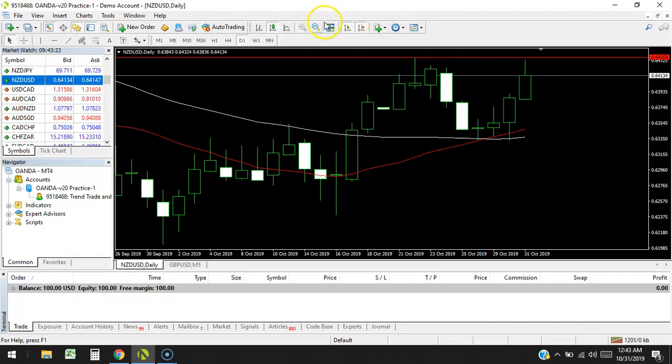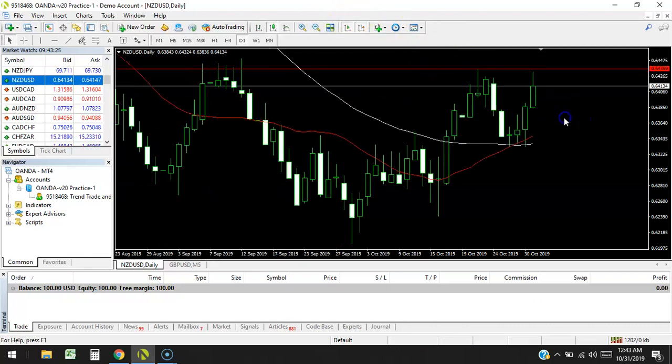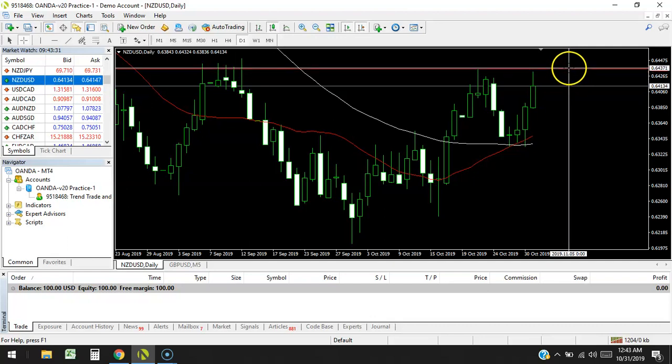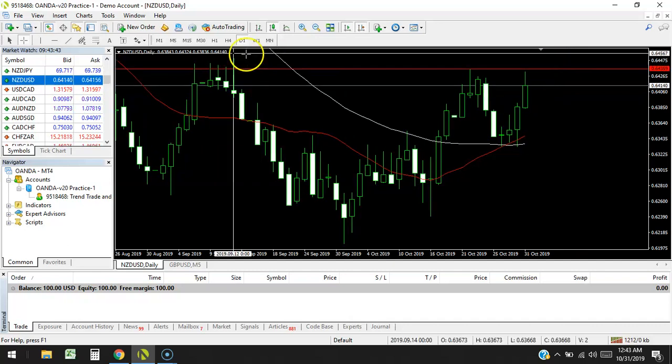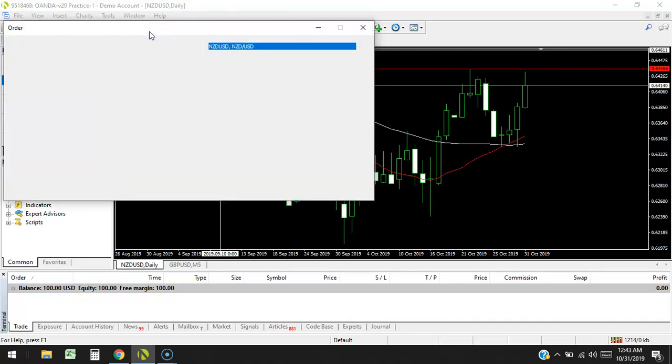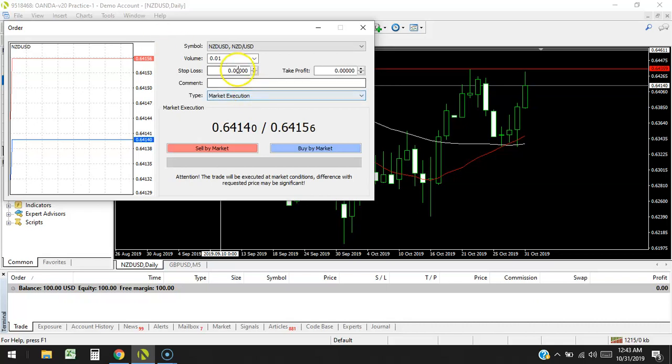So what I'm going to do here is right above that breakout line, just right above it, maybe around right there, is 0.6439. So let's remember that number, guys, 0.6439. We go to new order.